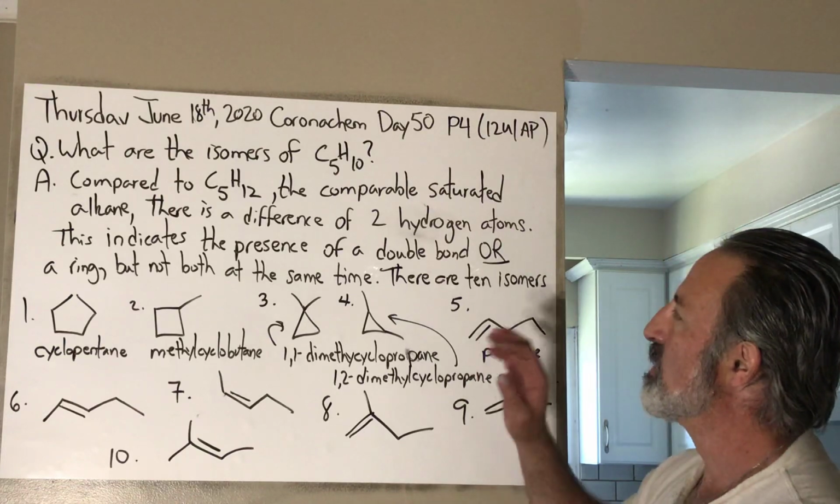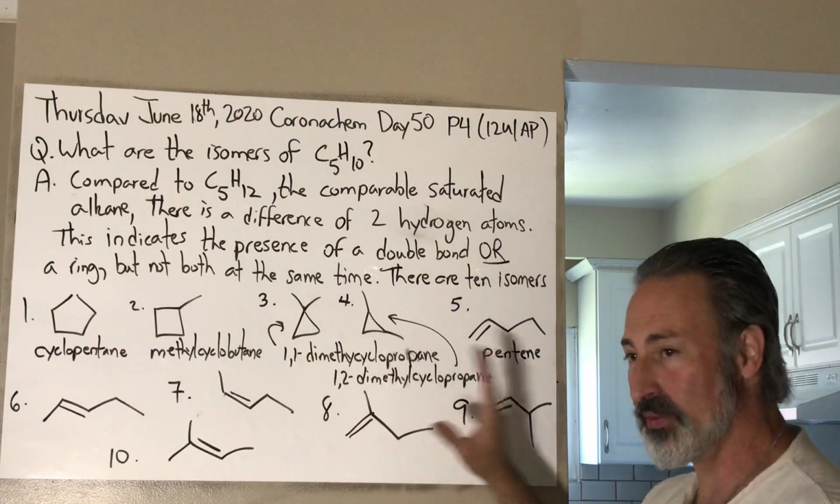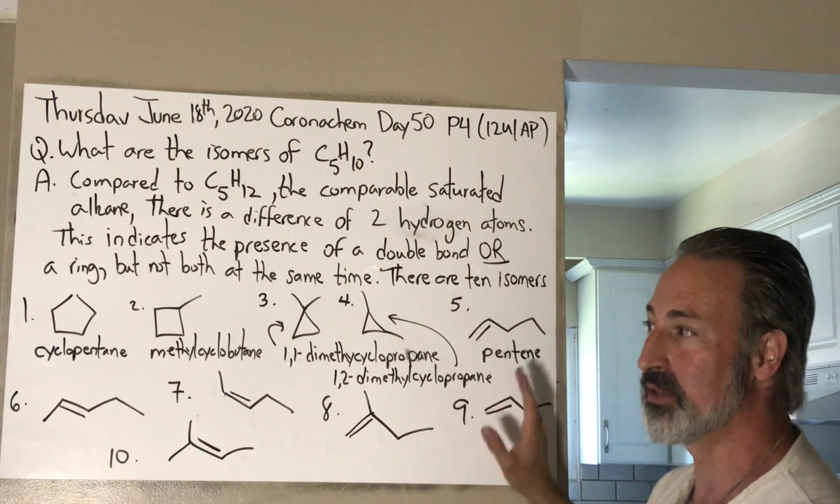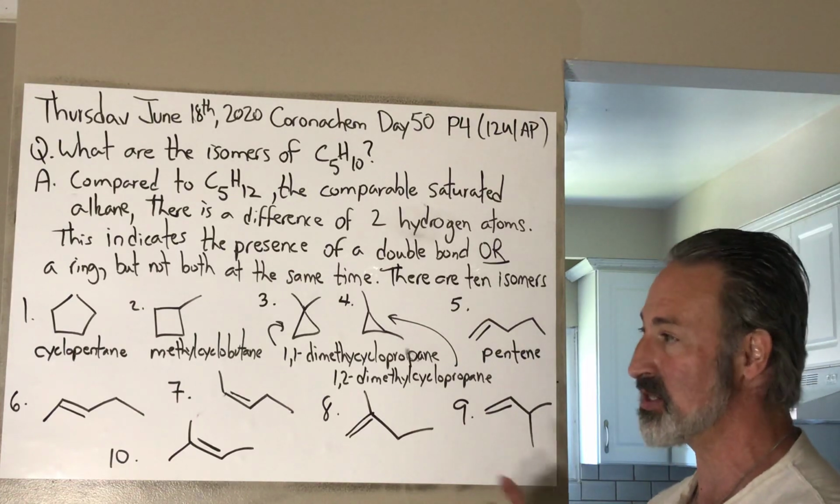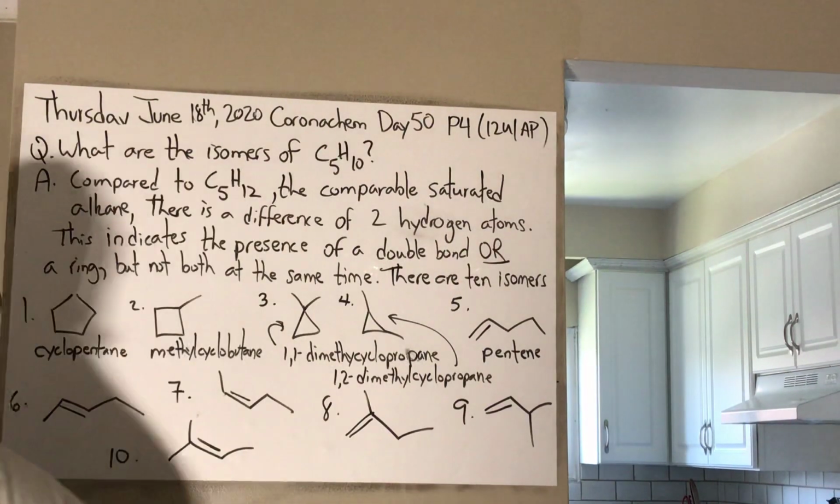So C5H10 has 10 isomers. They're all different molecules. They have exactly the same formula, but they're all completely different molecules, with different melting points, different boiling points, different refractive indices, different densities, etc. So let's draw and name them.